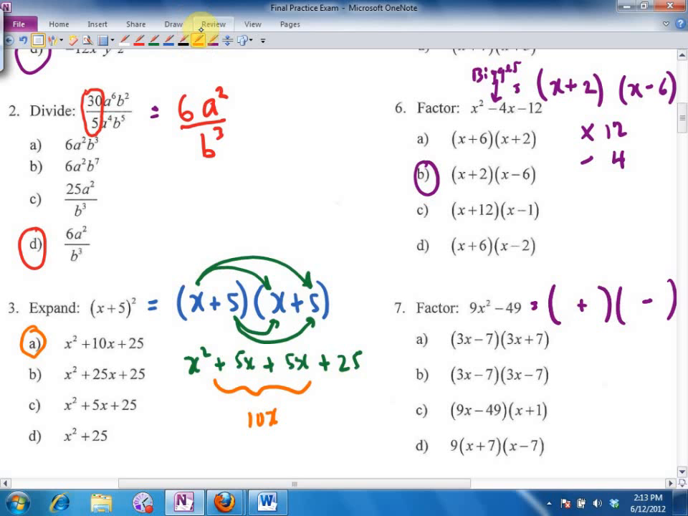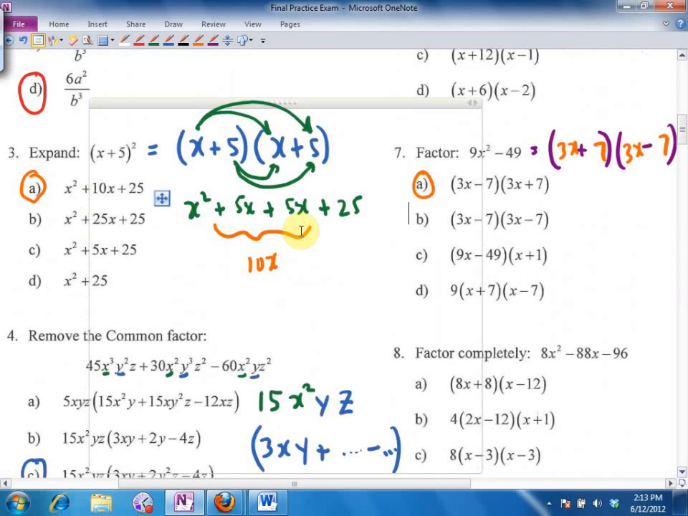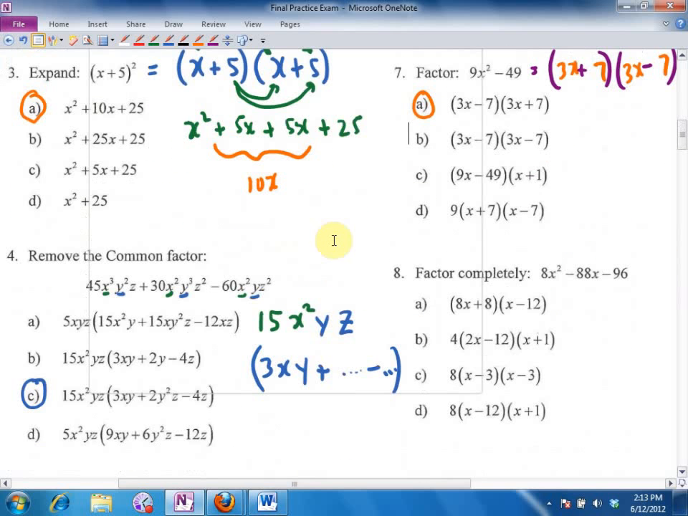Now what goes in there? So how do we get that? If the brackets are identical, the first terms must be the same. So take the square root of 9x squared, get 3x and 3x, and the square root of 49 is 7. There we go. A is the answer. Brings us to question 8.